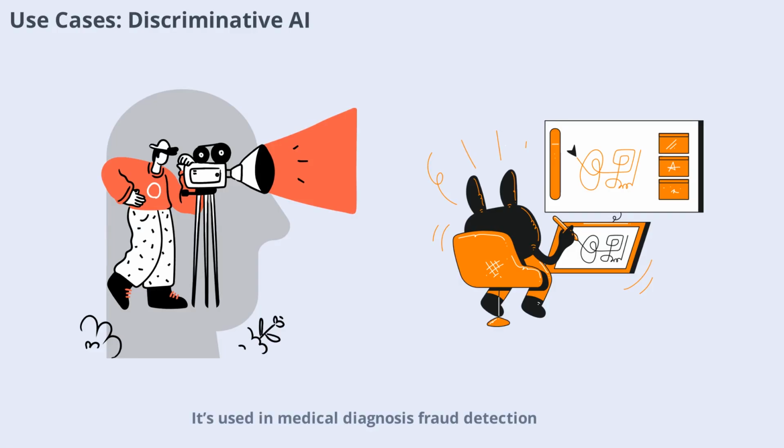Discriminative AI is the workhorse behind many practical applications. It's used in medical diagnosis, fraud detection, and quality control in manufacturing. Whenever there's a need to classify, sort, or predict based on existing data, discriminative models are often the go-to choice. Their reliability and speed make them essential in high-stakes environments.